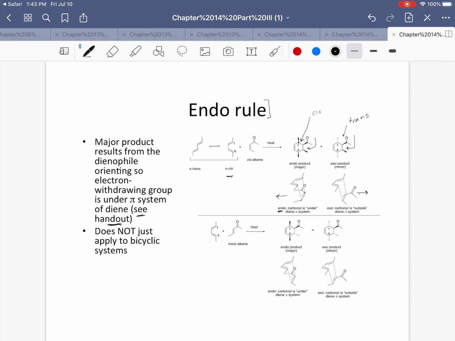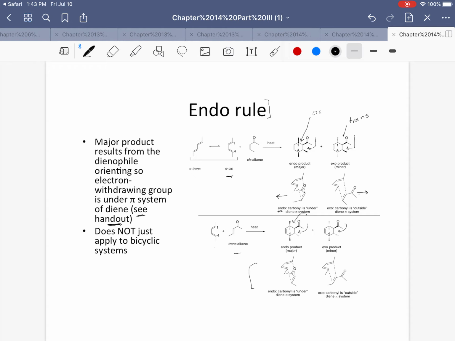Same thing if I reacted the same diene with a trans alkene. Now the substituents on the alkene are going to be trans, and with the endo product, the methyl at 1 is going to be cis to the carbonyl. With exo, it would be trans, and again, I've shown the alignment.